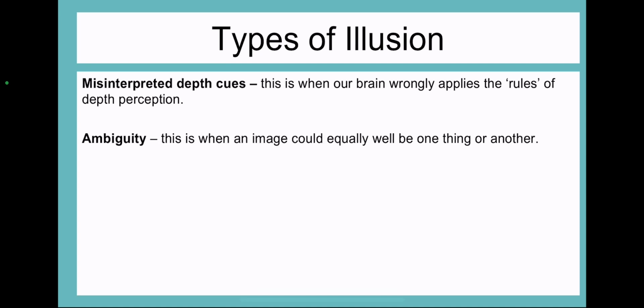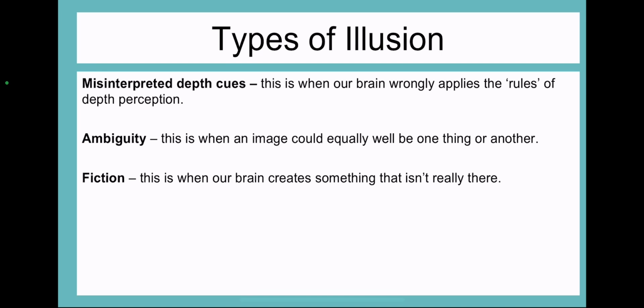We have ambiguity. Ambiguity illusions is when an illusion or an image could be 2 things. It could be one thing. It could be something else. There are loads. We've looked at loads of ambiguity illusions in lessons. We have fiction illusions. Now, fiction literally means made up. So fiction illusions refer to illusions where our brain is seeing something that isn't really there.